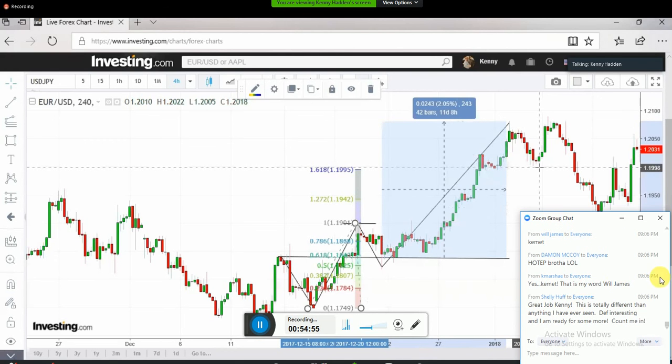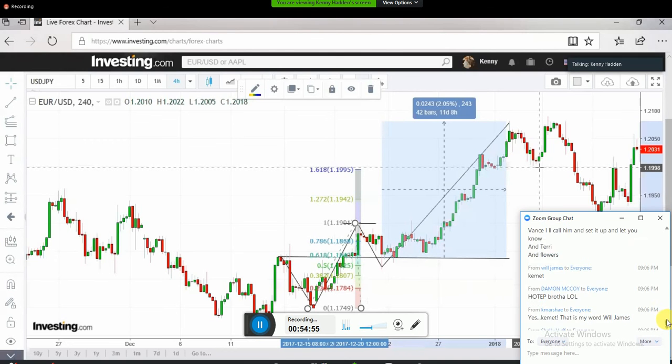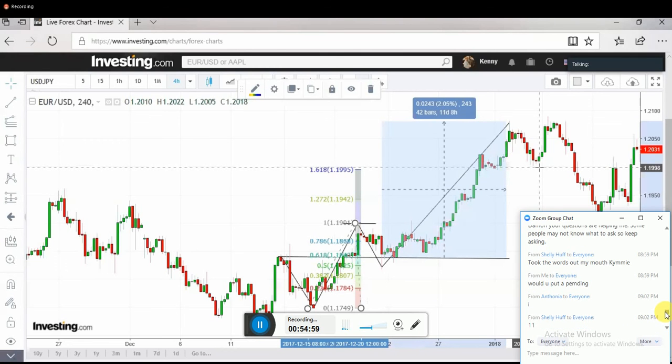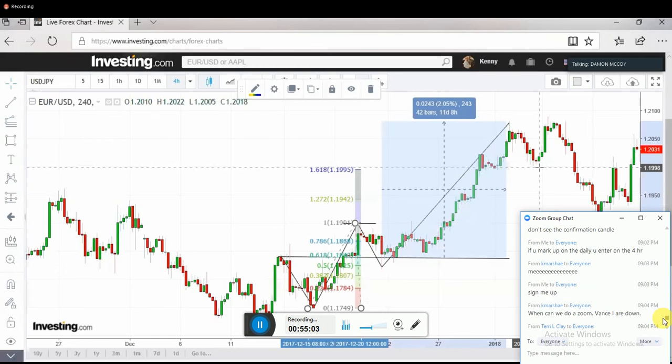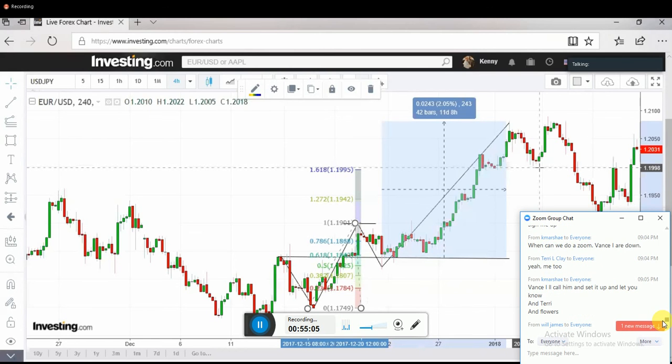That's 42 bars in 11 days and 8 hours. That's 243 pips right there on a 4-hour chart. But it goes back to being patient, right? Goes back to being patient and discipline. Very, very disciplined.